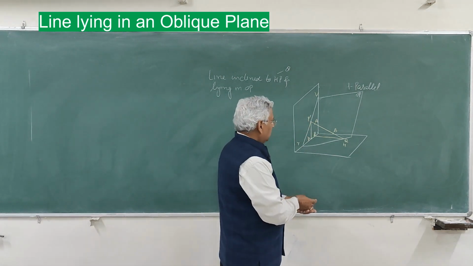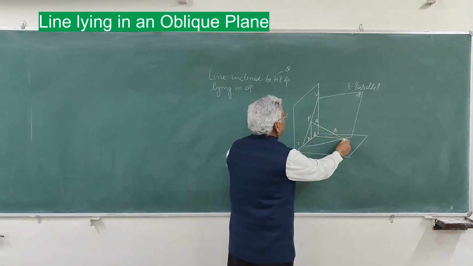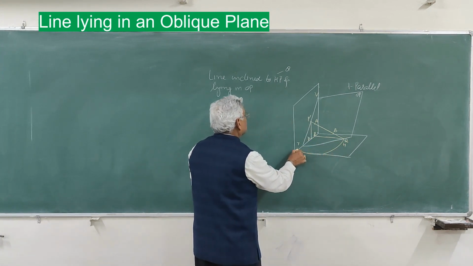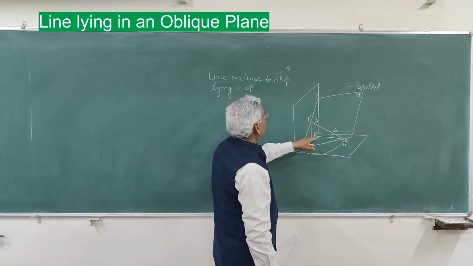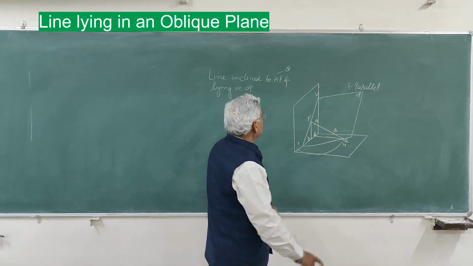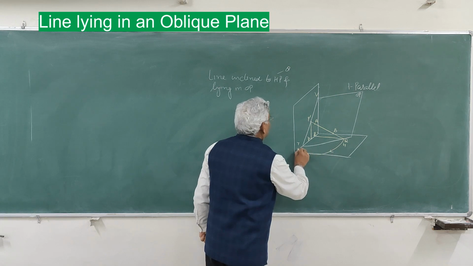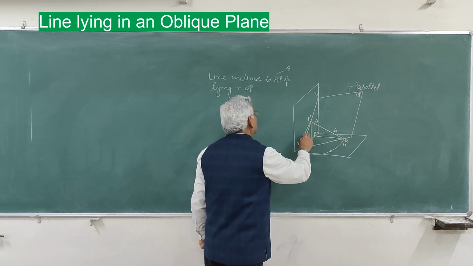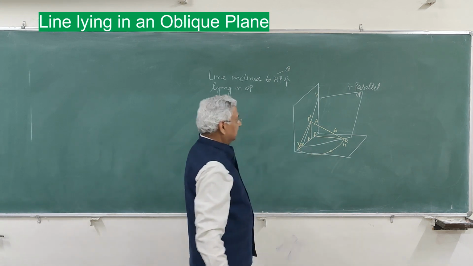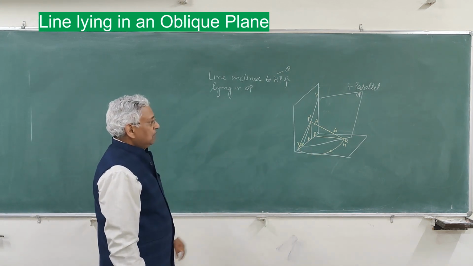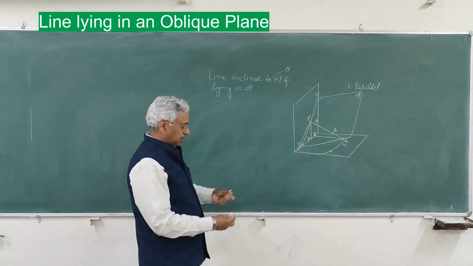What we do? Rotate this line and bring it in the vertical plane. So when you rotate this line, you rotate this point Q about P dash and bring it in the vertical plane so that you can measure angle theta. Angle theta. Now this is where you start in the projection.